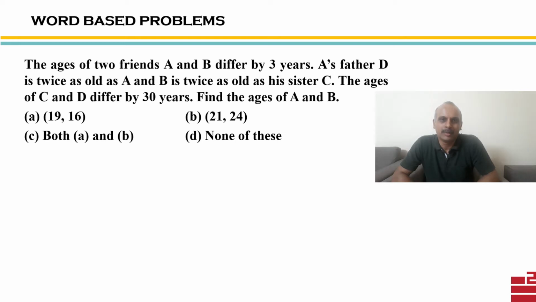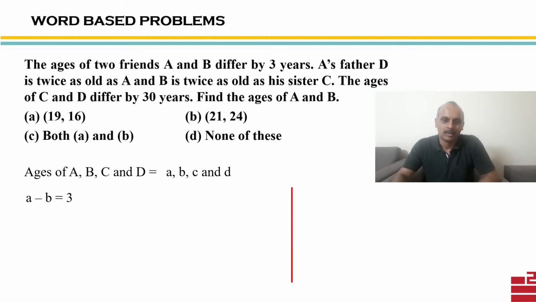First of all, when we look at the first line, it says that the ages of two friends differ by 3 years. Does it mean that the age of A minus the age of B is 3 years, or is it vice versa? So actually, if it is given that the difference is 3 years, it could be both. So we will take up both the cases while looking at this problem. Let us say the ages of A, B, C and D are small a, b, c and d, and then we say that either A minus B is 3, that's the first case, or B minus A is 3. So we will take up both the cases individually.